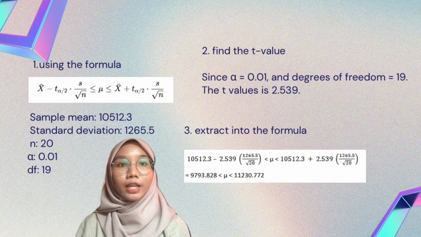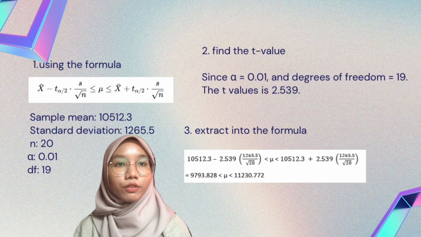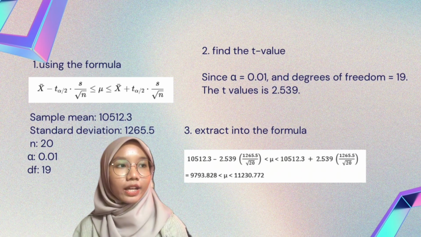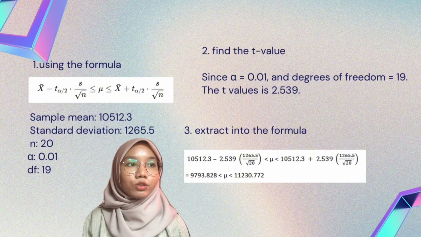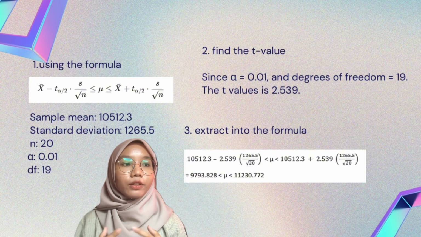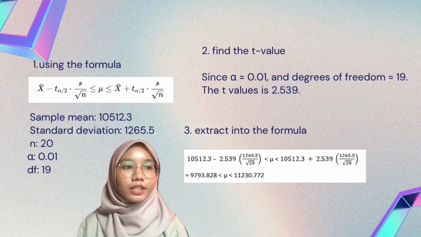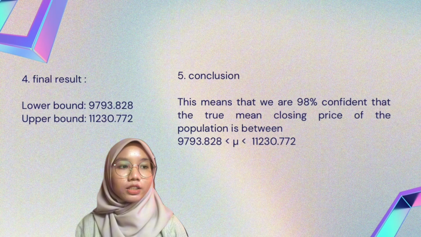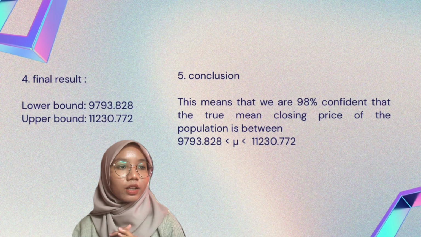For step 2, we have to find the t value at a 98% confidence level, with degrees of freedom of 19. The t value is 2.539, and this value is obtained from a t distribution. Next, we substitute into the formula, and for the lower bound we get 9793.828, and for the upper bound we get 11230.772.